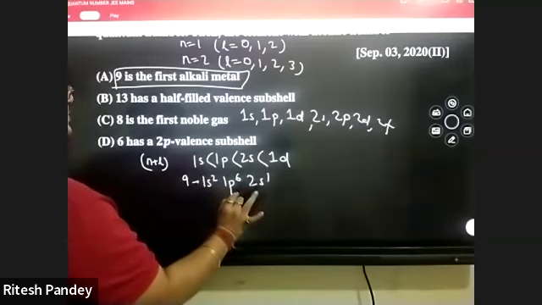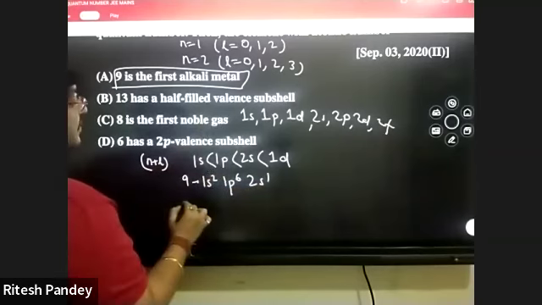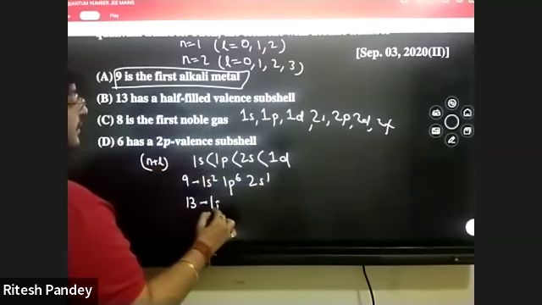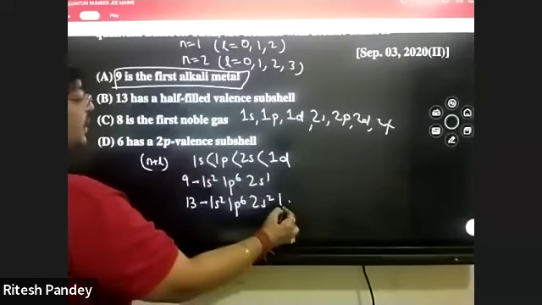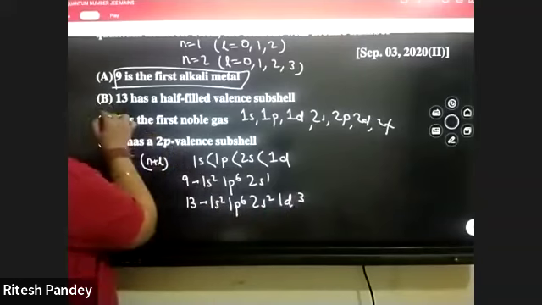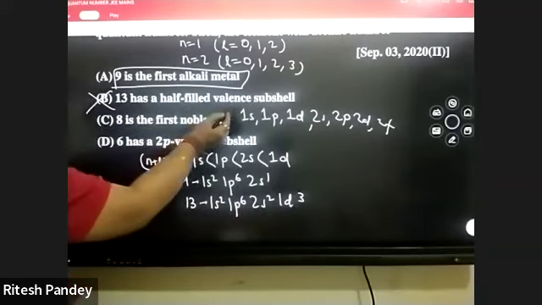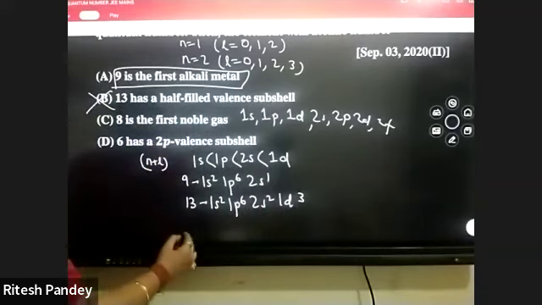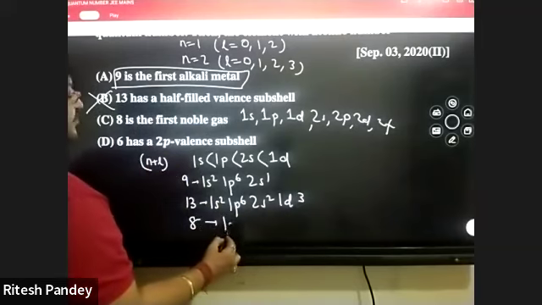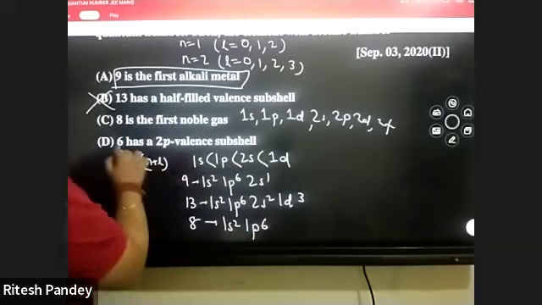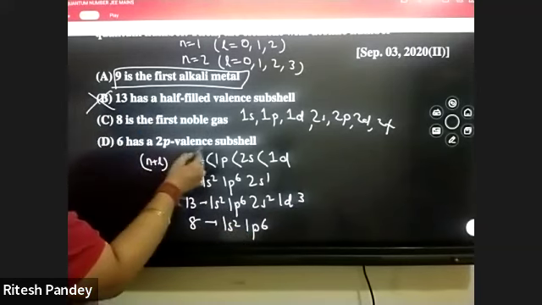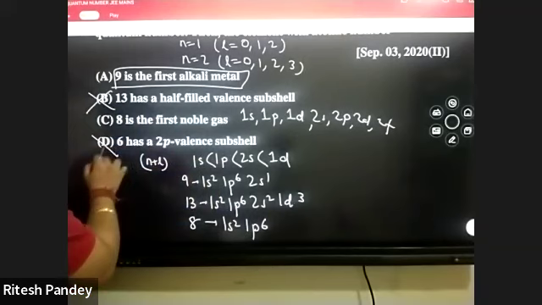Honestly, I don't see an objection to this. 13 is the half-filled valence shell: 1s2, 1p6, 2s2, and 1d3. I find this absolutely impossible. I don't know how NTA gave the right answer. For 8, 1s2, 1p6, where the whole p is filled, this also seems fine to me. 6 has a 2p valence shell, which is again not possible.